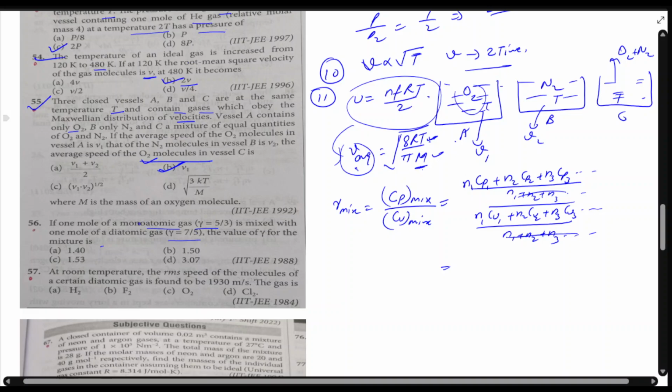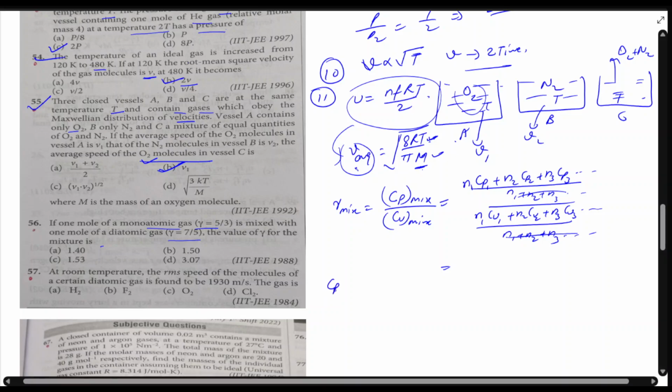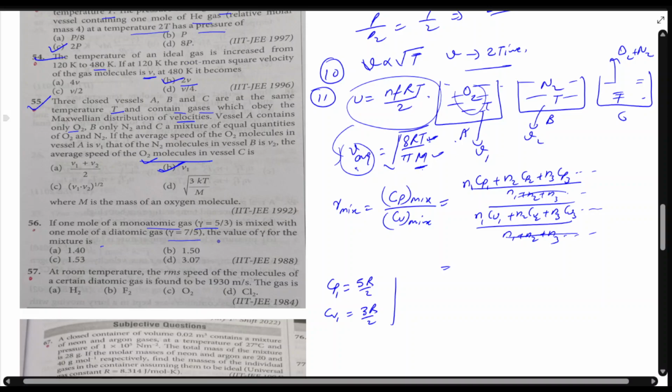Now, for the monoatomic gas, Cp1 is 5R by 2, and Cv1 will be 3R by 2. Okay? From the gamma, we can find that.